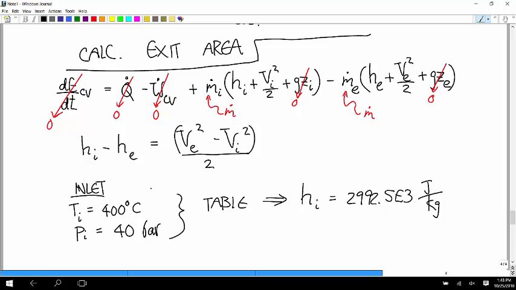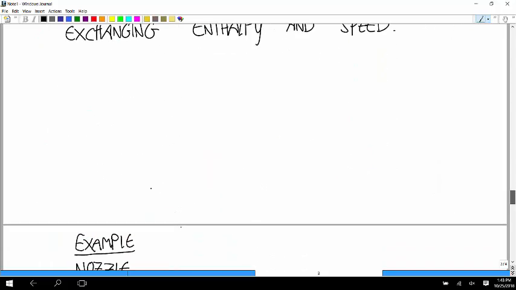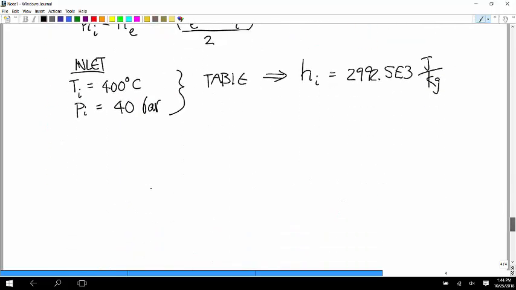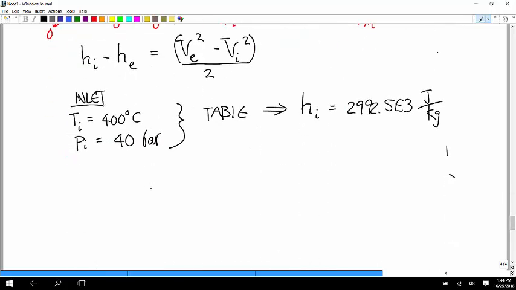At the exit, so look at what we have at the exit. We don't know the temperature at the exit. We don't know the enthalpy or anything like that. So we don't have enough to use the table. Right? We would if we knew it was saturated, but we're not told that. So let's just plug what we know into this equation and see what we can work with.